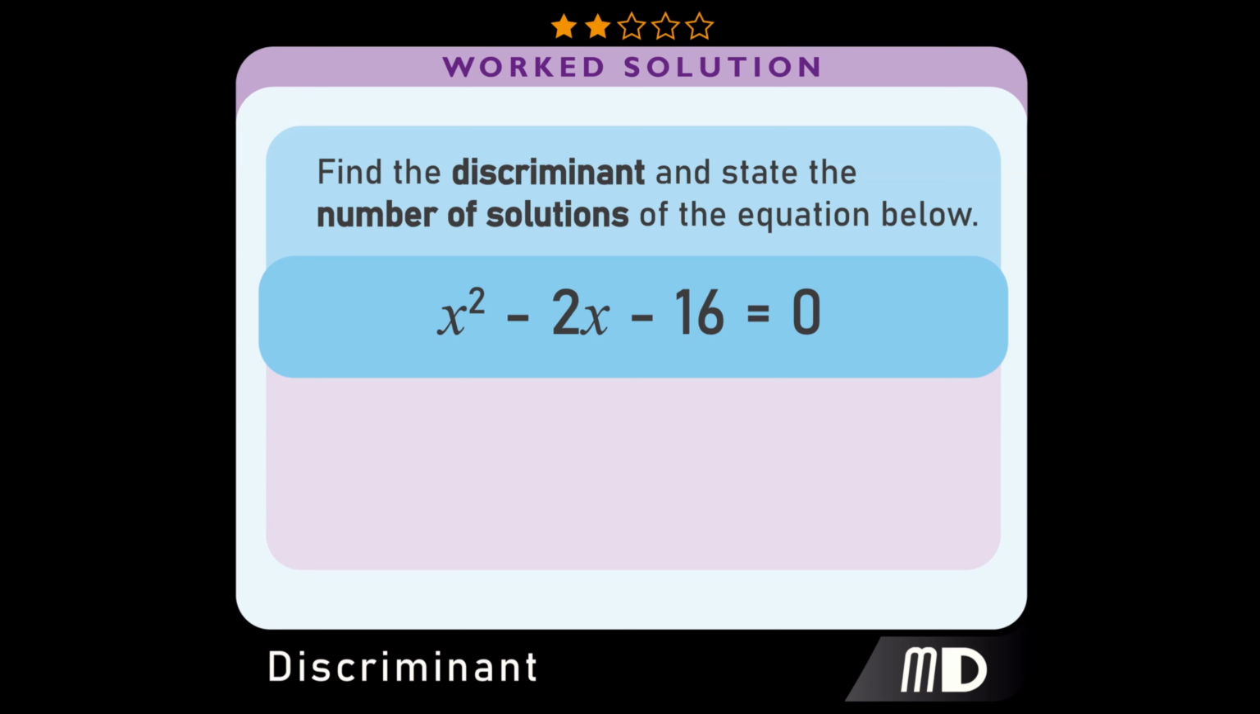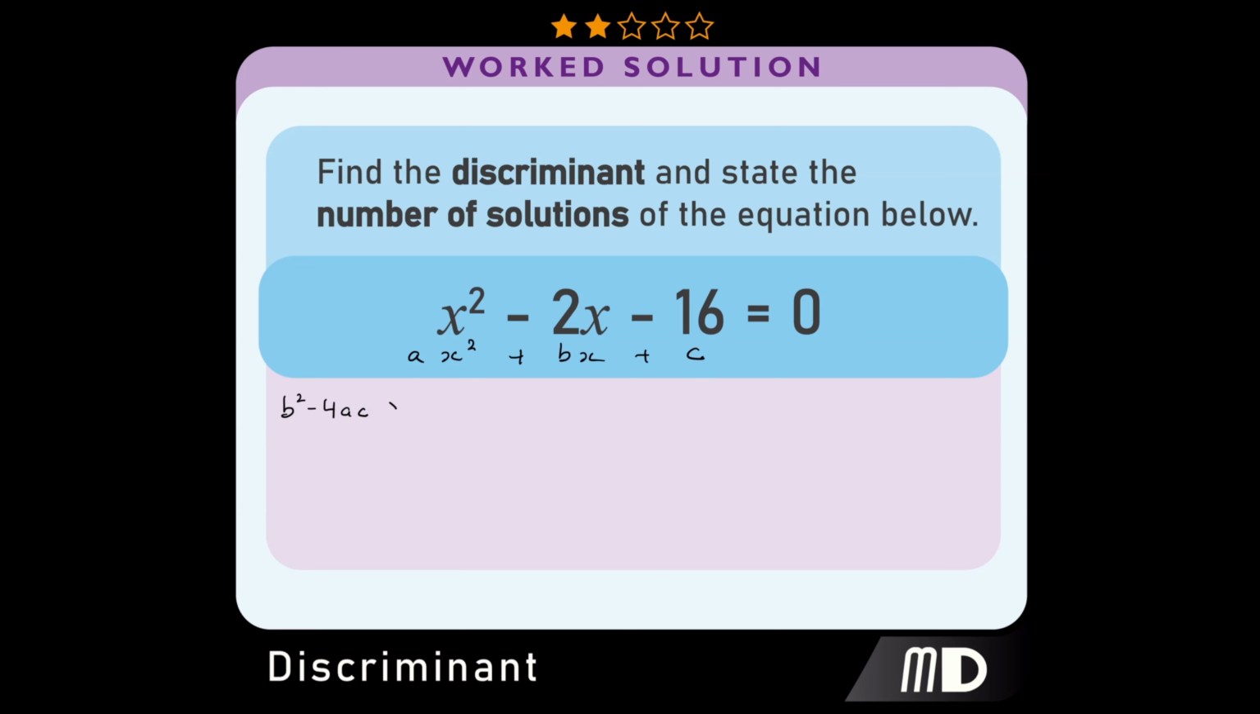The discriminant of a quadratic equation is a value that provides information about the nature of its roots or solutions. It's calculated from the coefficients of the quadratic equation and appears under the square root part of the quadratic formula. So for a quadratic equation of the form ax squared plus bx plus c, the discriminant is b squared minus 4ac.